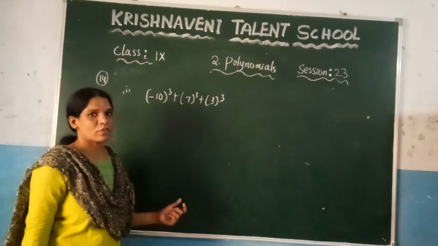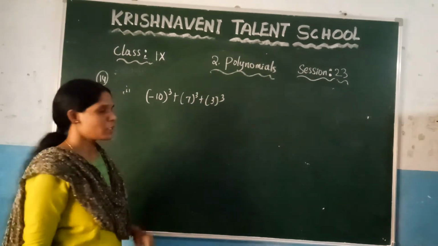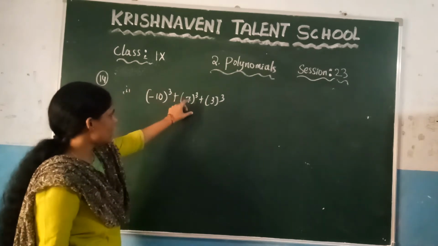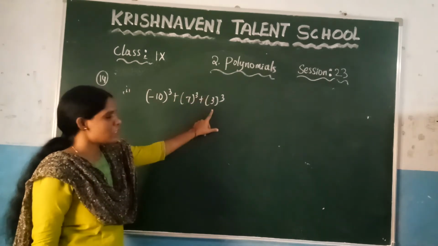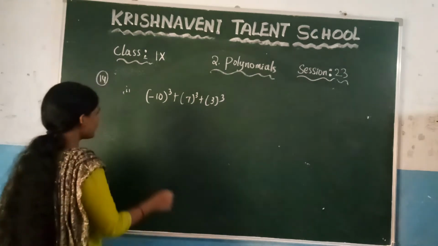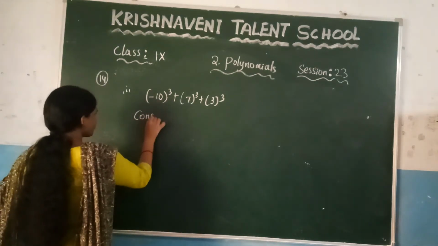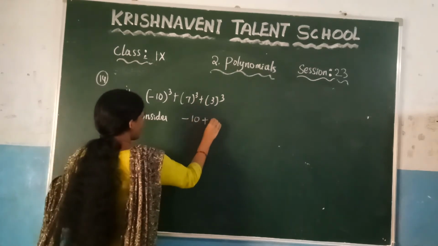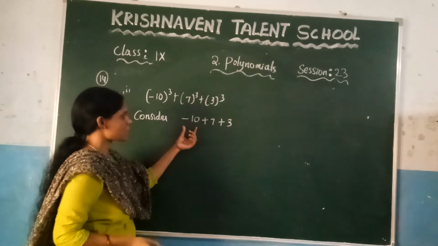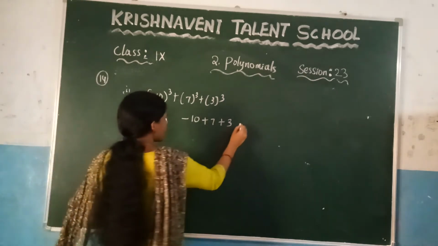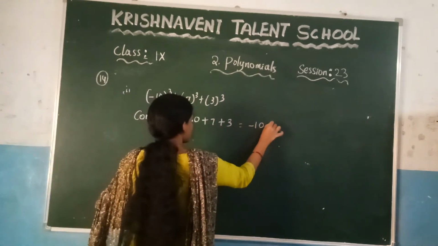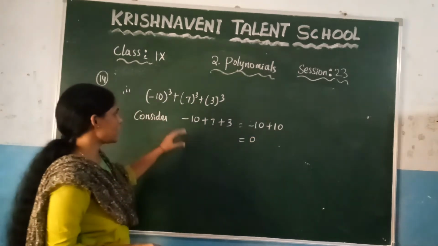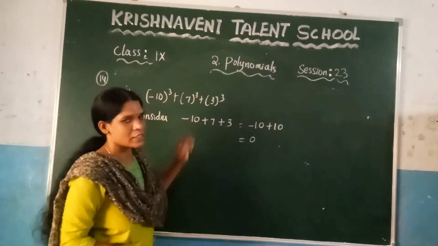Just you need to check what is the value of x plus y plus z. So here in this case, the value of x is minus 10, the y value is 7 and the z value is 3. So here consider minus 10 plus 7 plus 3, which is nothing but x plus y plus z. So what is this value? Minus 10 plus 10 gives you 0. That means we are getting x plus y plus z equal to 0.